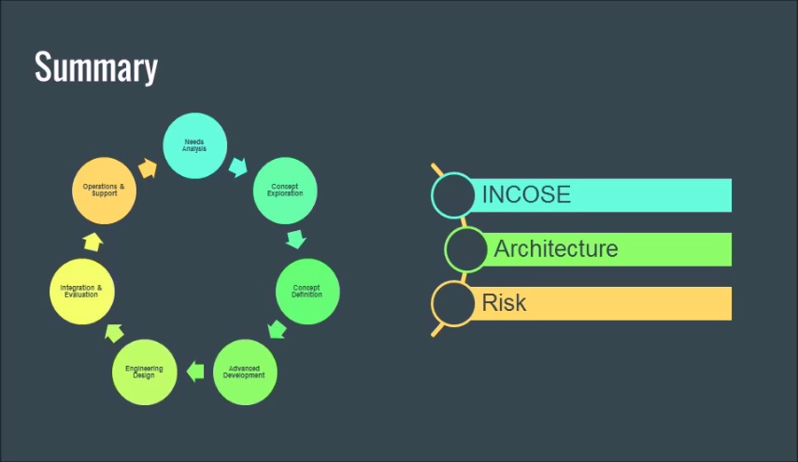Other things we covered were the INCOSE, or International Council on Systems Engineering, an organization that allows for international collaboration. It's a great source of information about systems engineering, and we would encourage you to check it out. We also talked about system architecture, or how a system is defined, as well as some of the risks that occur in systems engineering.